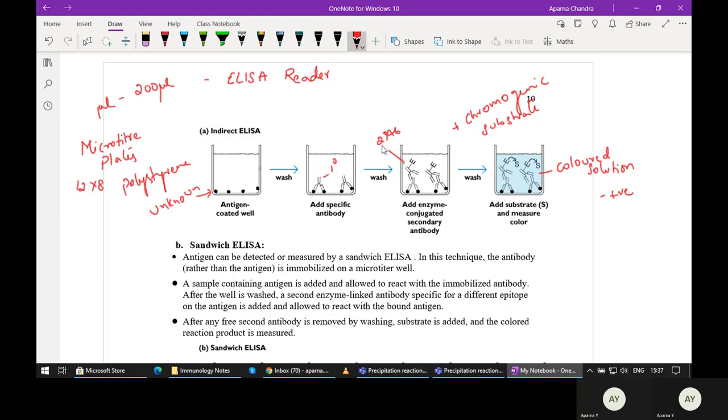Okay. In the third step, you are adding secondary antibody. Because there is no primary antibody, there is no binding for the secondary antibody. So it also gets washed off. That means you don't have a secondary antibody that is tagged with an enzyme molecule.